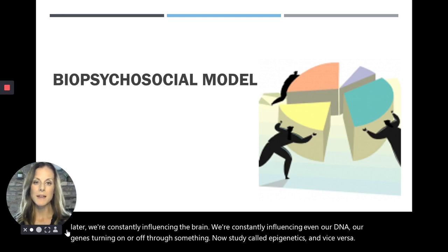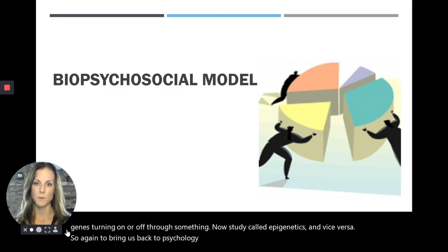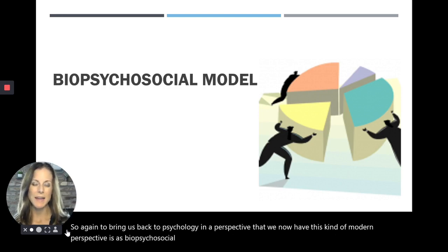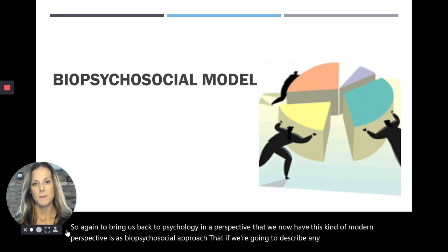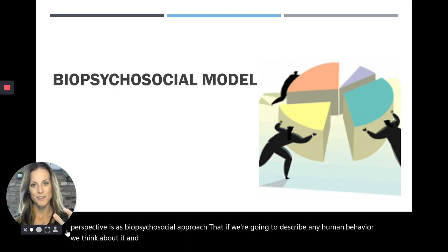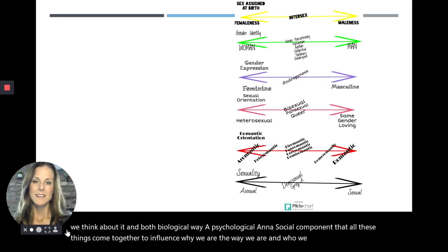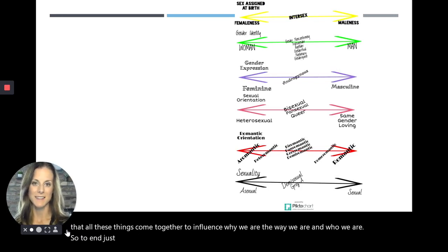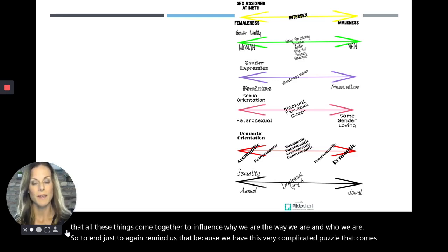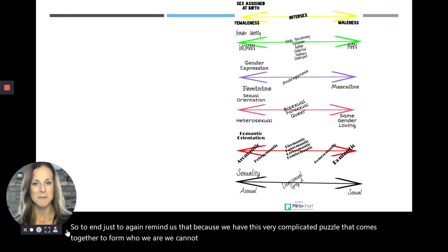So again, to bring us back to psychology and a perspective that we now have, this kind of modern perspective, is this biopsychosocial approach, that if we're going to describe any human behavior, we think about it in a biological way, a psychological, and a social component, that all these things come together to influence why we are the way we are, right, and who we are. So to end, just to again remind us that because we have this very complicated puzzle that comes together to form who we are, we cannot be described in tidy boxes, right? But rather as points on a spectrum.